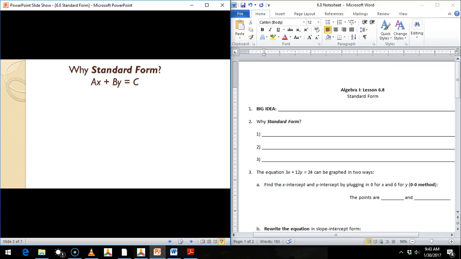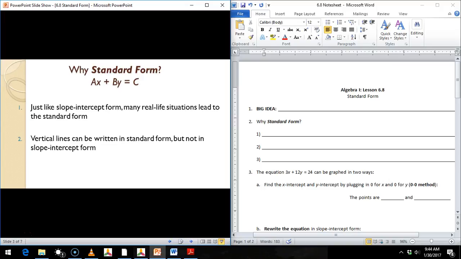There are three main reasons why standard form is beneficial. Number one, many real-life situations can lead to standard form, just like slope-intercept form. So there are word problems where an equation in standard form makes more sense. Reason number two, you might recall from slope-intercept form that you cannot write a vertical line equation in slope-intercept form because the slope is undefined.